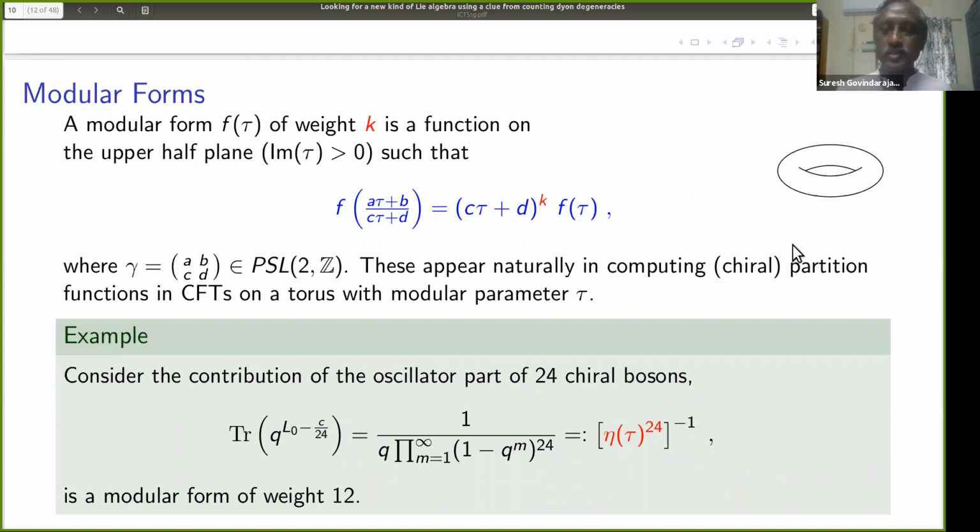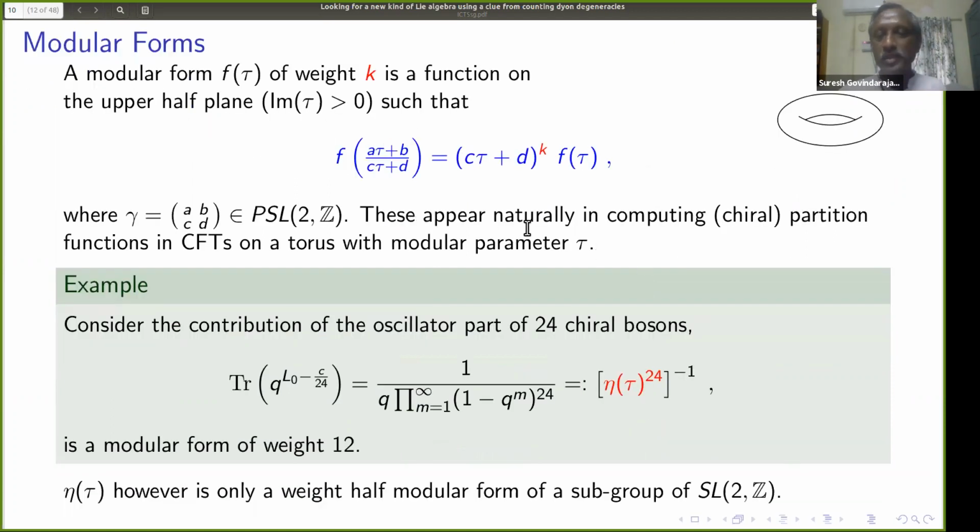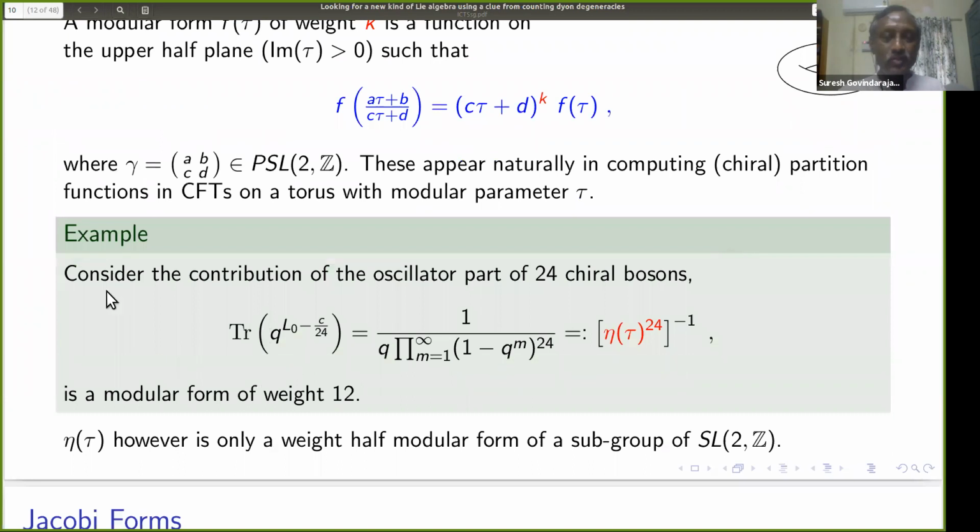Okay, so you should picture a torus, and these, for instance, appear naturally in computing chiral partition functions in CFTs on a torus with modular parameter tau. Okay, so for instance, I'm doing this computation. Anybody who has quantized a boson in 2 dimensions will know this, that there's an oscillator part and there's a zero mode part for compact things, the momentum and winding part, which we ignore. And there are oscillator modes. These are the non-zero modes.